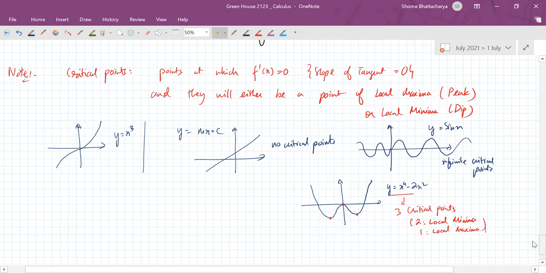So depending on the nature of the function, the formula of the function, it can have any combination of critical points. It can have zero critical points like the linear function. It can have an infinite number of critical points like the sine x graph or the cos x wave. Whereas it can have a limited number of maximas and minimas, or limited number of critical points, like the third one that we've drawn, the x to the power 4 one.